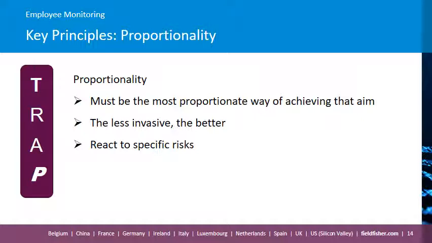To take a basic example, it may not be proportionate to conduct a manual review of an employee's emails if the purpose of doing so is to prove a relatively minor allegation of misconduct, especially where it might be possible to speak to witnesses to the alleged conduct instead.